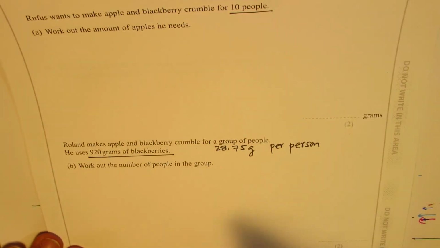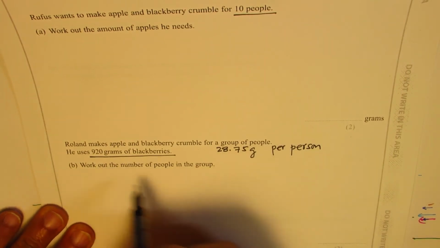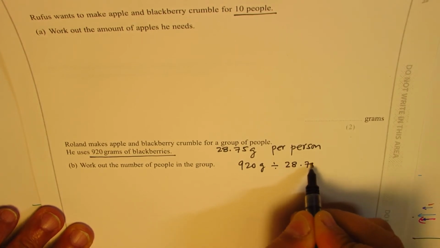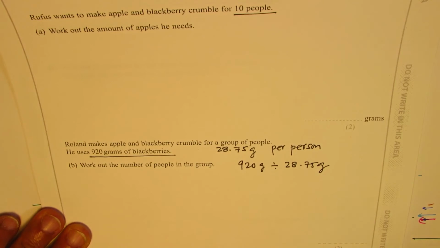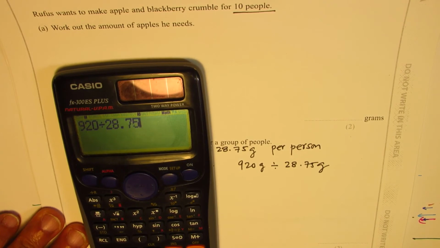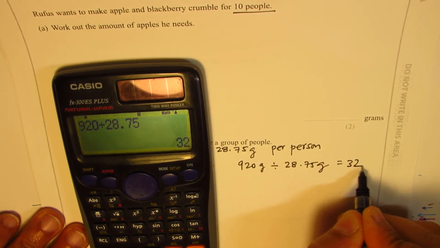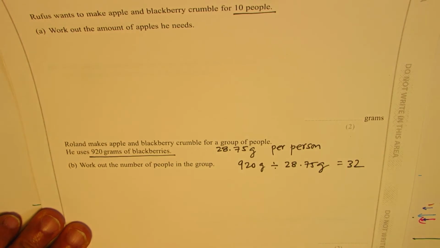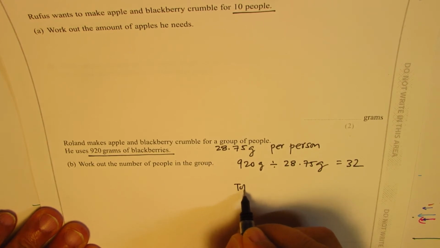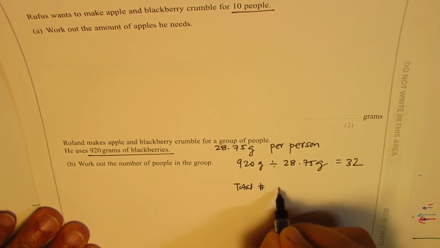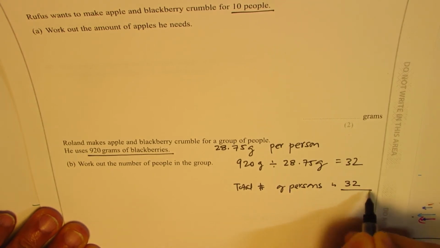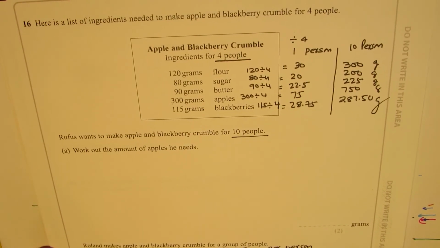Now he's using 920 grams. So how many persons? So we'll do 920 grams divided by 28.75 grams to get our answer. So when you divide 920 by 28.75, you get 32. So that means total number of persons in the group is 32, right? So we get our answer, total number of persons is 32. Is that clear to you? So we could do it like this. So I hope it makes sense.